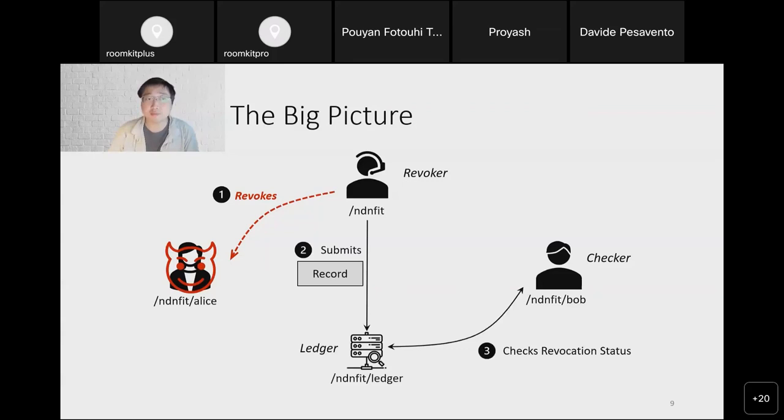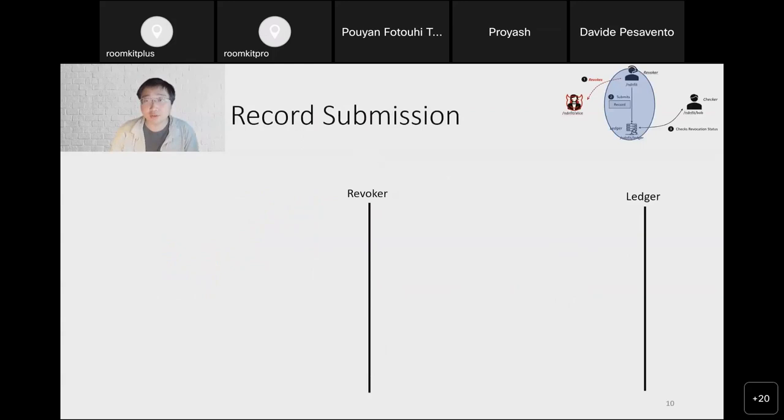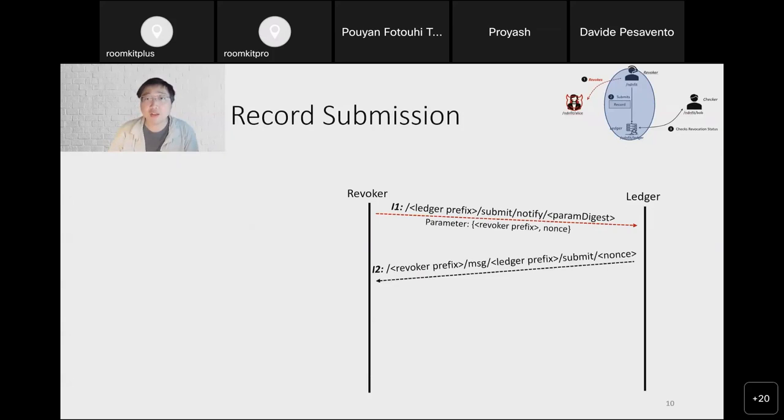When the revoker wants to submit a record to the ledger, it first sends out a notification interest to notify the ledger: here is my prefix, and I have a record to submit. In return, the ledger sends another interest forwarded back to the revoker to fetch the record. In response to this I2, the revoker encapsulates the record into D2 and replies.